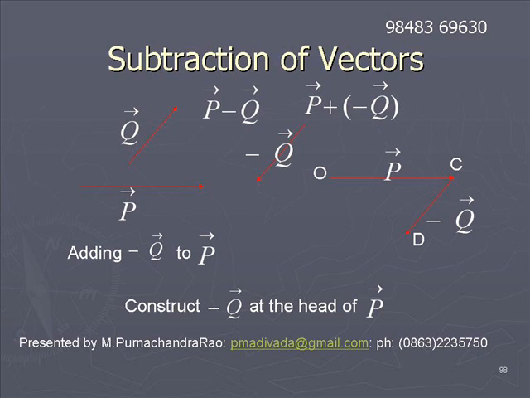The head of the vector is say D, then OD is p bar minus q bar.